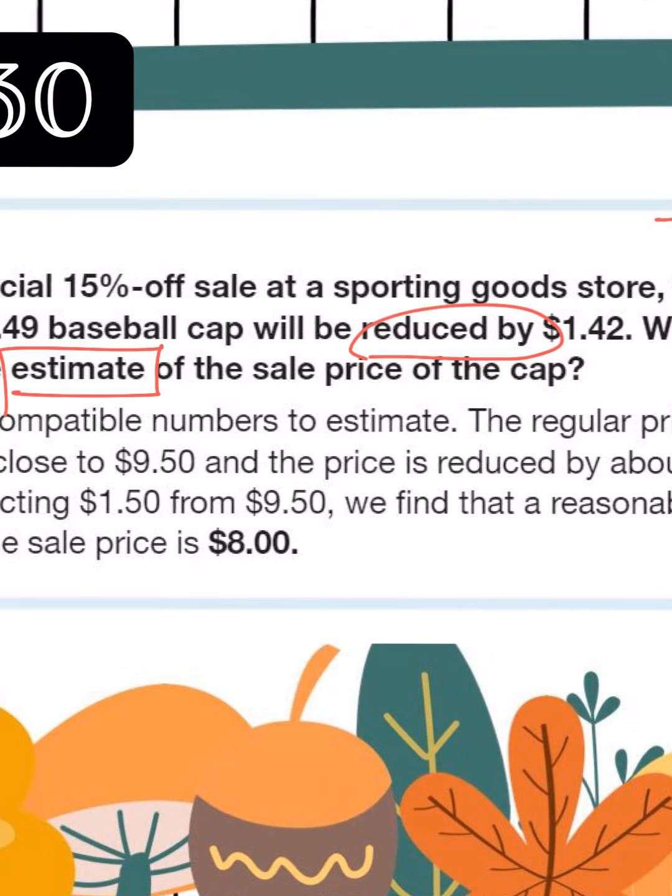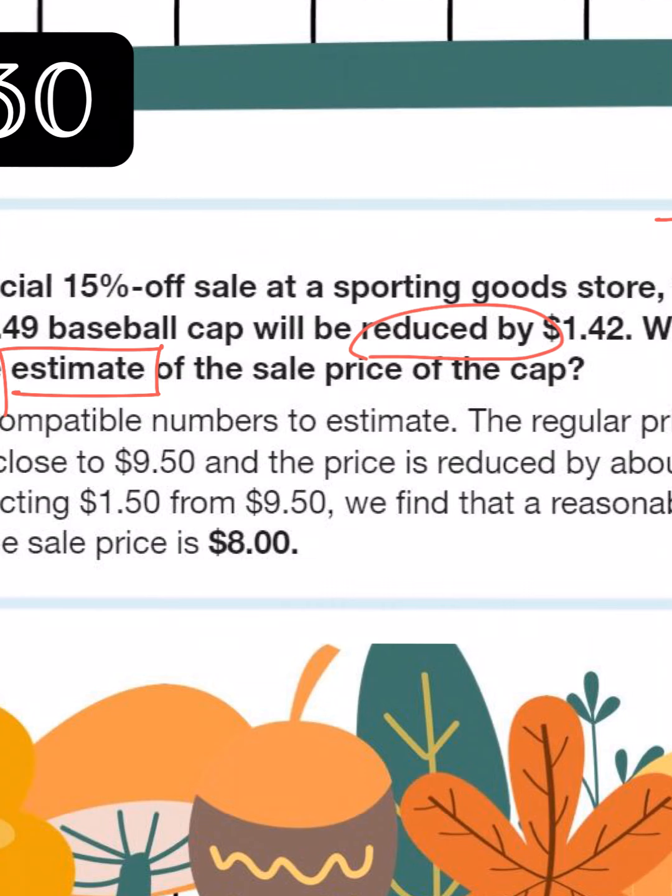Does anybody know what compatible numbers are? They're not the same number. They're numbers that are easy to work with together. Compatible means they just go well together, okay? So if you have compatible numbers, you're looking at numbers that go really well together. They're easy to work with. So we want to use compatible numbers to estimate these numbers.